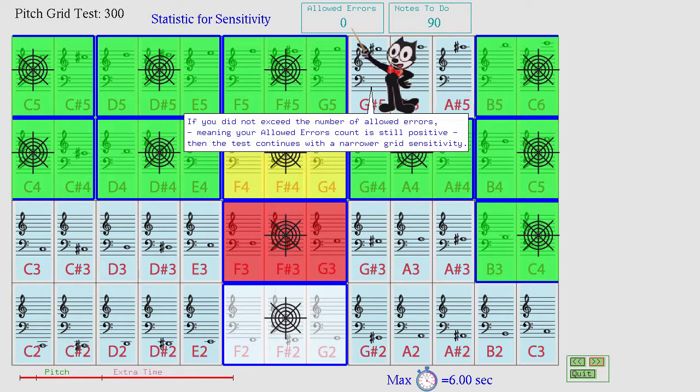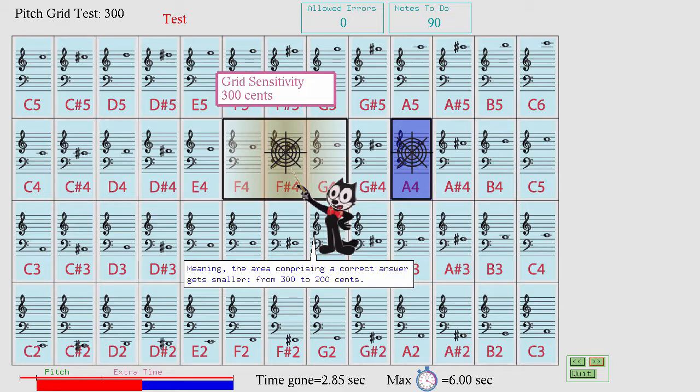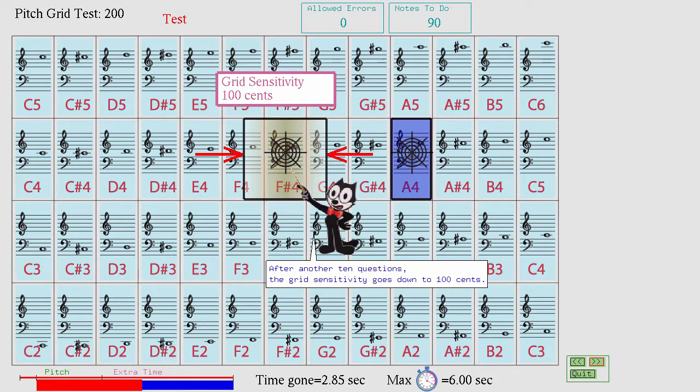If you did not exceed the number of allowed errors, meaning your allowed errors count is still positive, then the test continues with a narrower grid sensitivity. Here the test would continue with a grid sensitivity of 200 cents, meaning the area comprising a correct answer gets smaller, from 300 to 200 cents. After another 10 questions, the grid sensitivity goes down to 100 cents.